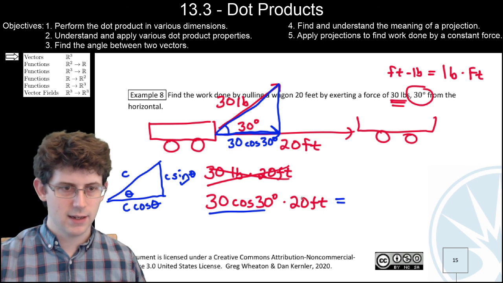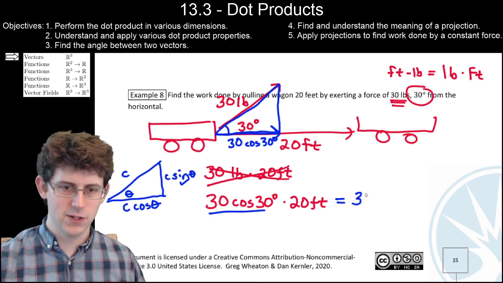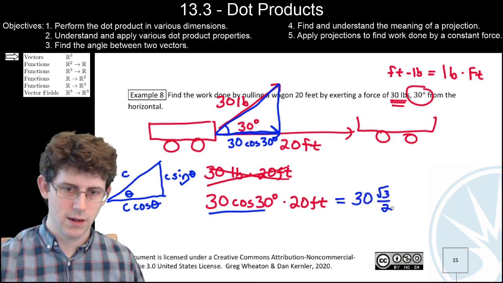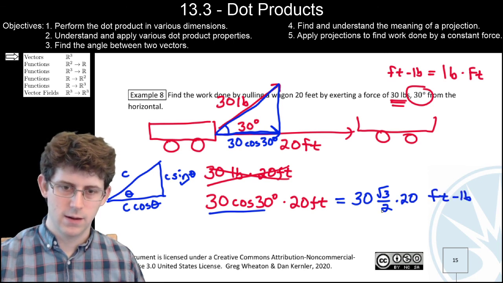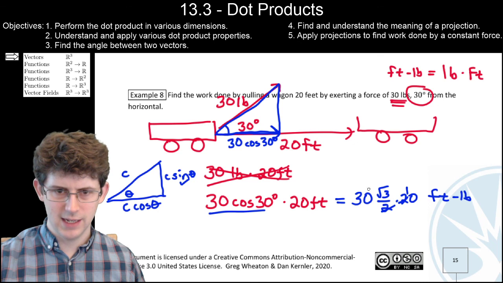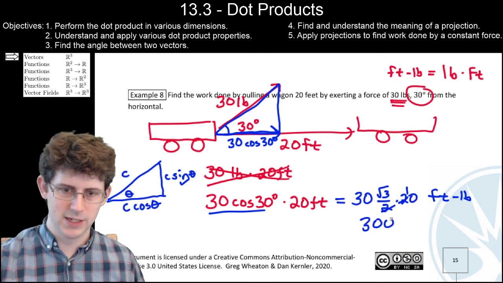So what do we get? Cosine of 30 degrees is square root of 3 over 2. So I get 300 square root of 3 foot-pounds.